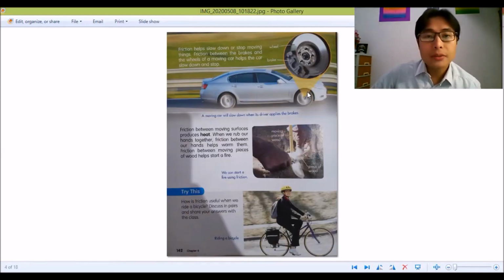So friction helps to slow down or stop moving things. For example, inside a car, friction between the brakes and the wheels of a moving car helps the car to slow down and stop. If the car doesn't have this, it will be dangerous because it will just continually go straight forward. It will not stop. So a moving car will slow down when its driver applies the brakes.